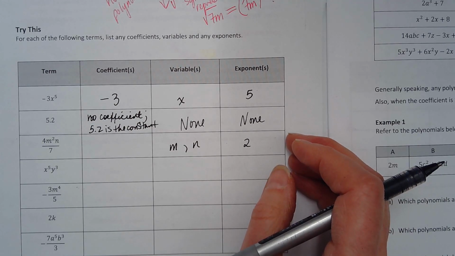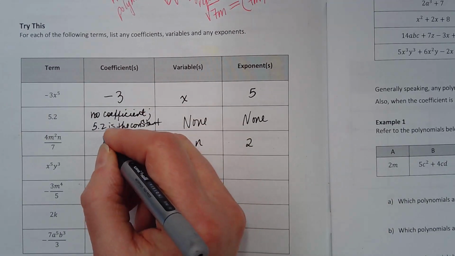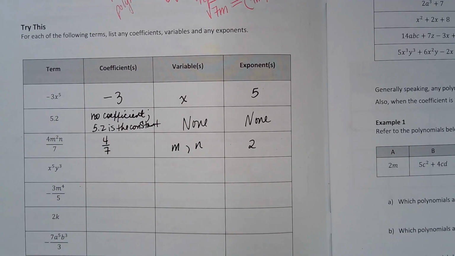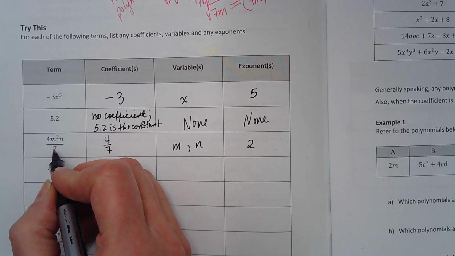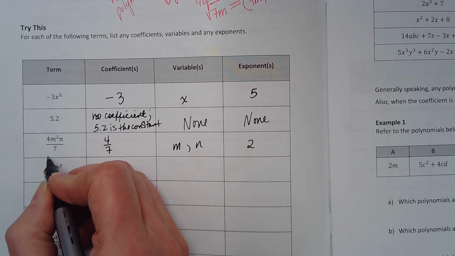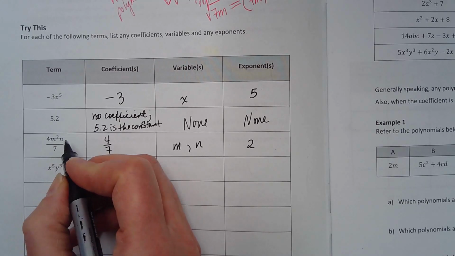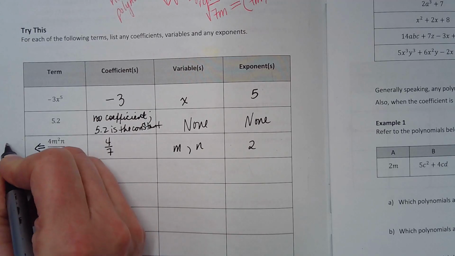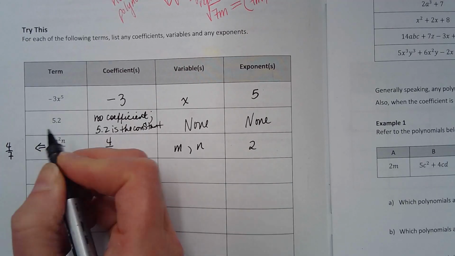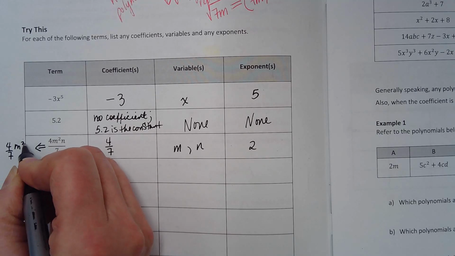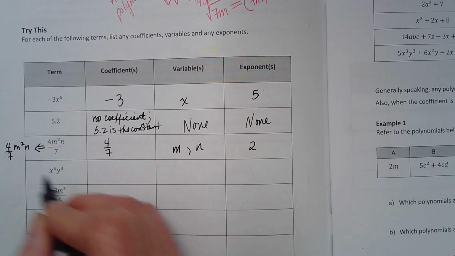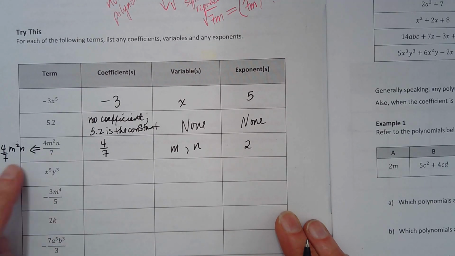Okay. Be very careful. The coefficient is actually a fraction, 4/7. If I look closely, this is still a polynomial because there's no variable in the denominator, right? But this can be written as 4/7 m squared n, and you can think of the 4/7 being multiplied by the m squared n. That represents the same thing, doesn't it?